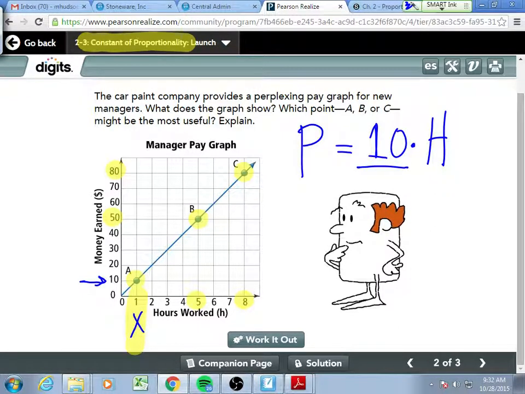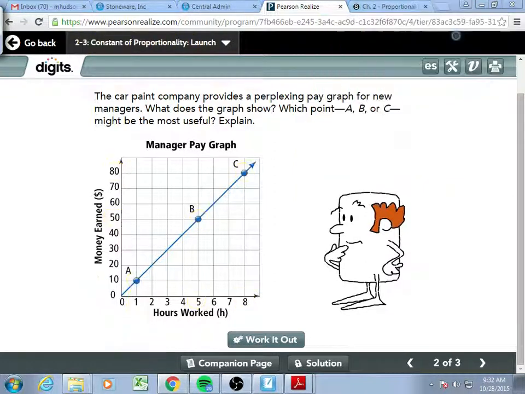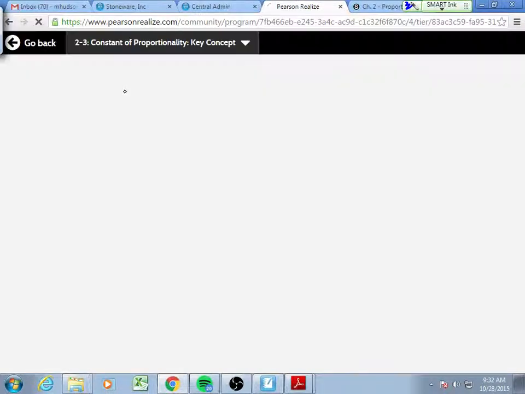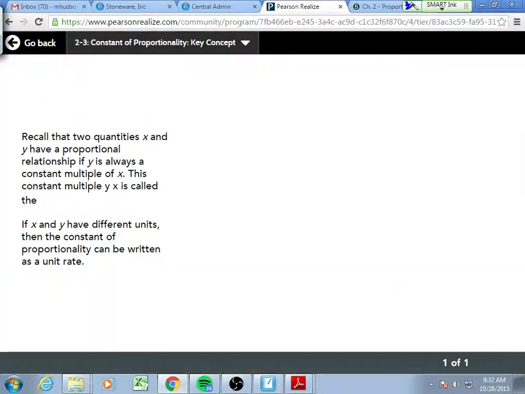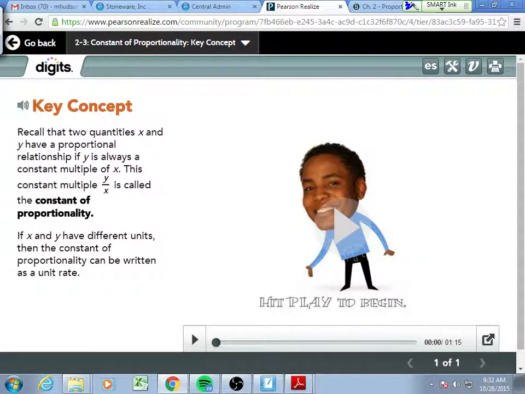So really, what's another way we could talk about constant of proportionality? Bella just talked about this in the last lesson. The unit rate. The constant of proportionality is the same thing as the unit rate.